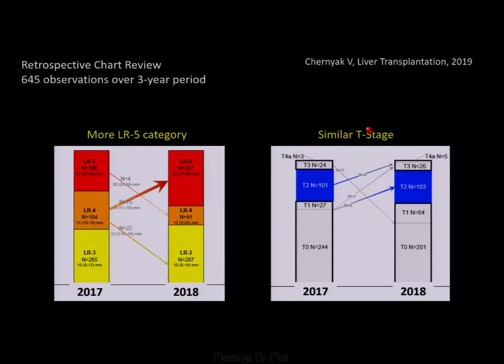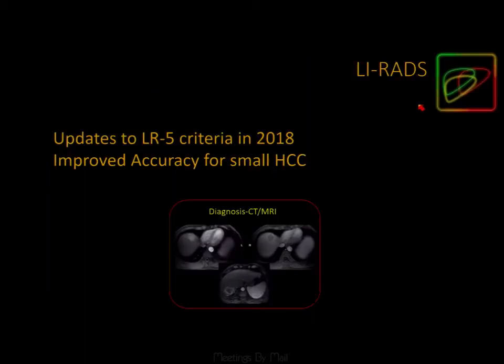If we look at this from the patient perspective, with regards to transplant eligibility, we know the importance of T2 stage. Patients with T2 stage HCC may be eligible for automatic MELD exception points. That gets them a liver a lot faster than if they don't have T2 stage disease. And it really had very little impact on the overall T2 stage.